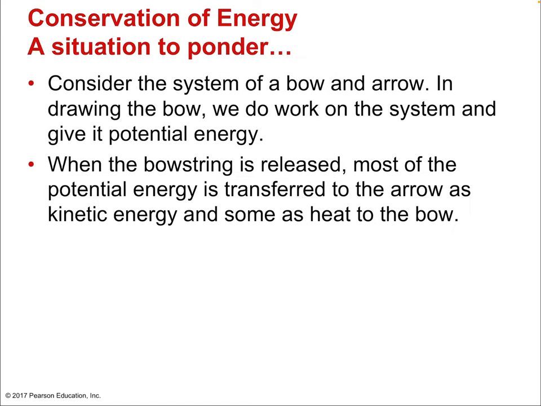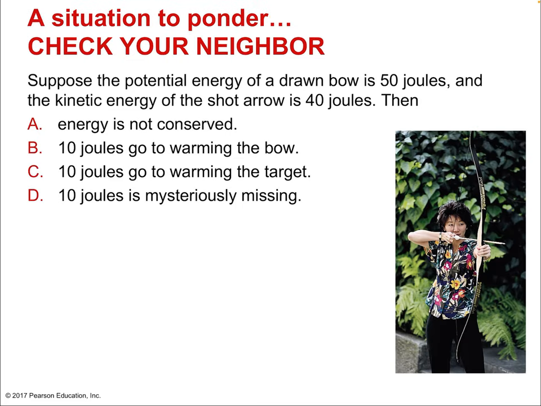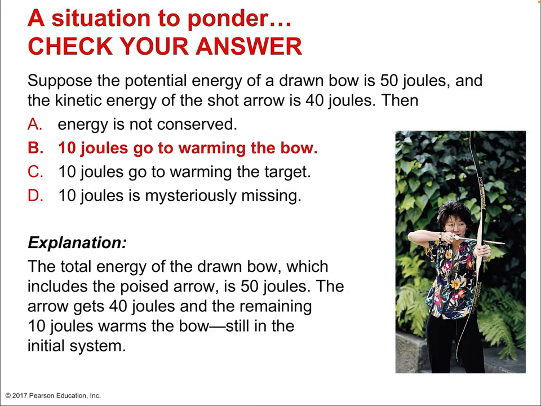Okay? So consider the system of a bow and an arrow. In drawing the bow, we do work on the system and give it potential energy. When the bowstring is released, most of the potential energy is transferred to the arrow. Some would be lost as heat or vibrational sound energy. All right? So suppose the potential energy of a drawn bow is 50 joules, and that's the energy stored in the elastic bow, the string, and the kinetic energy of the shot arrow is 40 joules, then what happened? 10 joules go to warming, right? That's the energy that was lost.